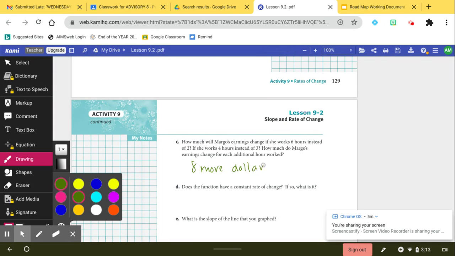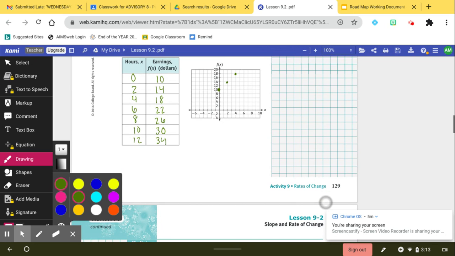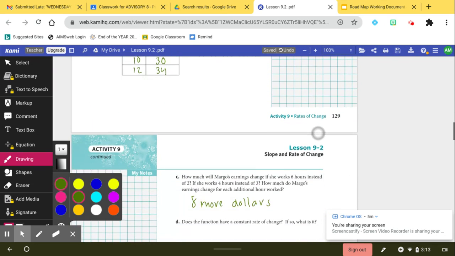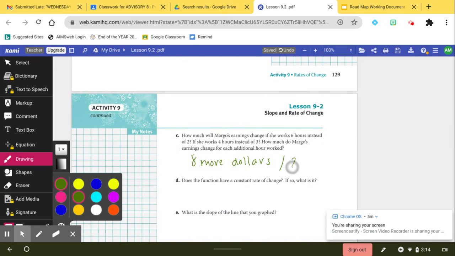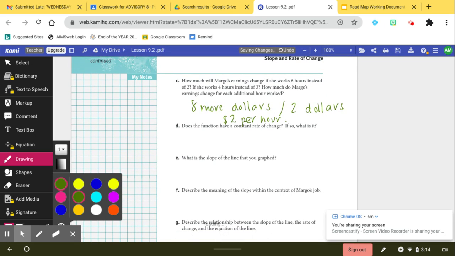And then if she works 4 hours instead of 3, so 3 would be 16, so she gets $2 more for that second situation. So it says, how much do Margot's earnings change for each initial hour worked? Well, that's $2 per hour. So does the function have a constant rate of change? Yes. It's 2. 2 per hour.